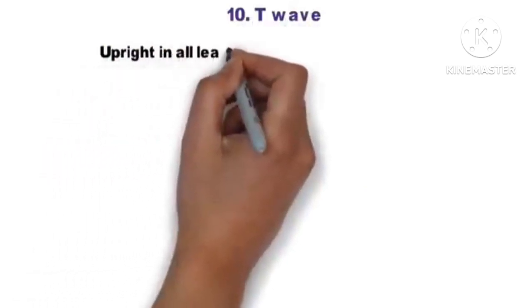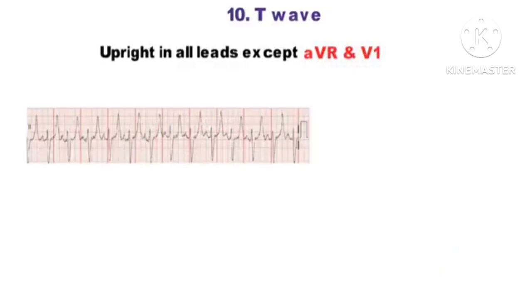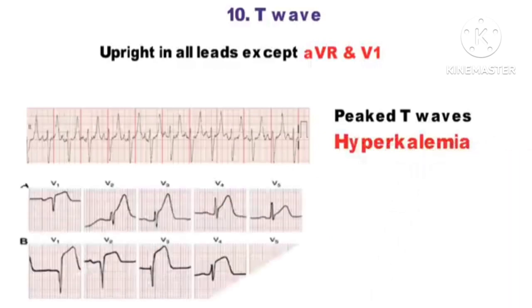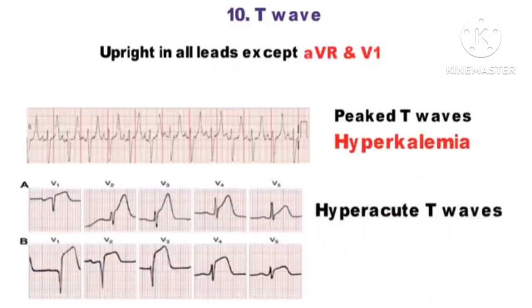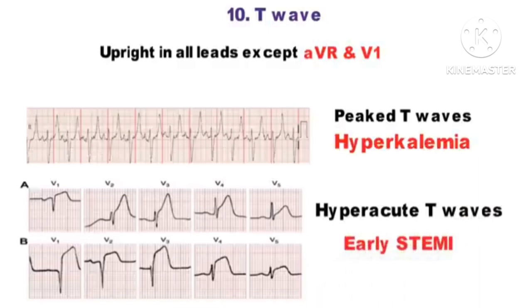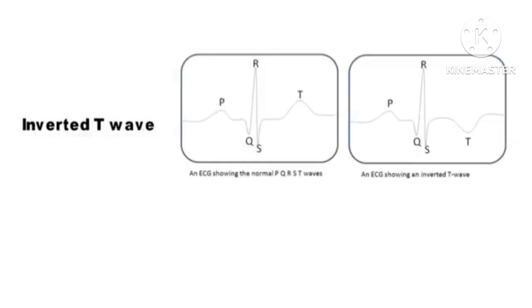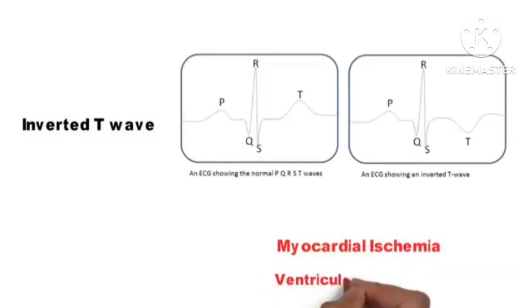Coming on to the last step, that is T wave. It is upright in all leads except AVR and V1. Tall, narrow, symmetrically peaked T waves are commonly seen in hyperkalemia. Broad, asymmetric, peaked or hyperacute T waves are seen in early stages of STEMI or ST elevation MI. Inverted T waves are seen in myocardial ischemia or infarction or can be in ventricular hypertrophy.